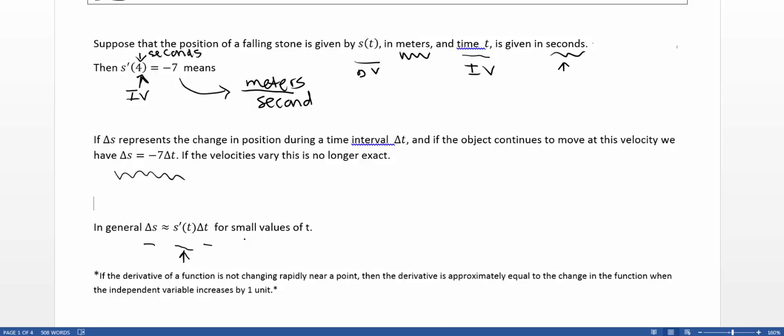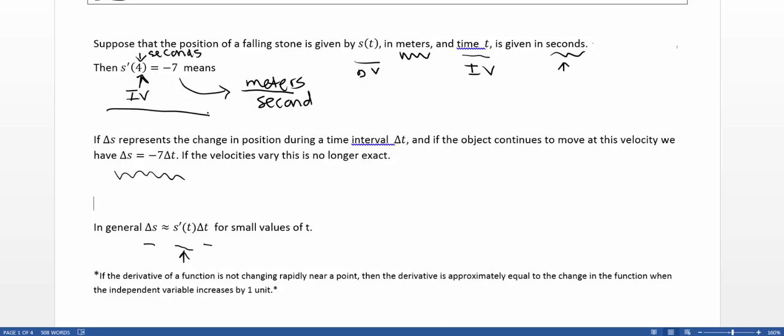Now, if the derivative of a function is not changing rapidly near a point, so if it's not doing anything extreme, it's not jumping or looping or doing anything crazy, then the derivative is approximately equal to the change in the function when the independent variable is increased by 1 unit. So when we talk about what the derivative means, we're talking about what happens when we change the independent variable by 1 unit. What is the impact on the dependent variable?